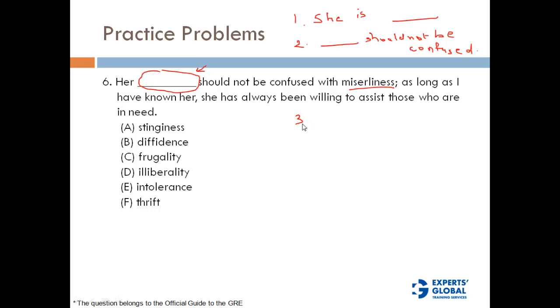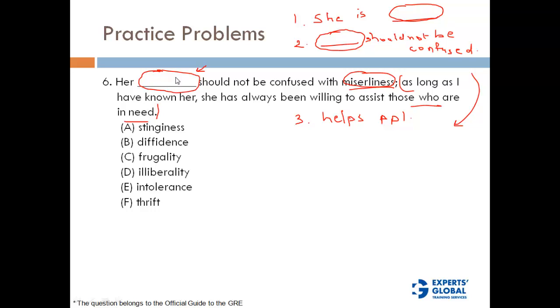And the third idea we have is that is an example. This is the third idea. As long as I have known her, she has always been willing to assist those who are in need. So she is not actually miserly, right? She helps people, and when we choose this word, we should also do justice to the idea that she usually helps people in need, right?